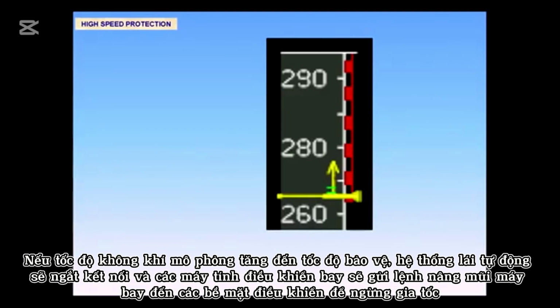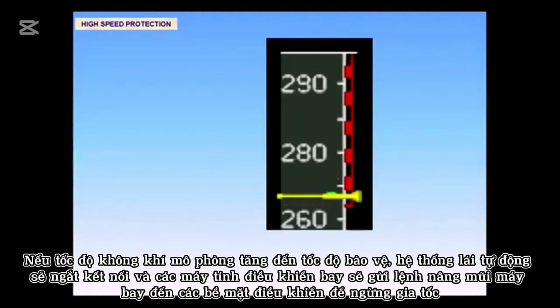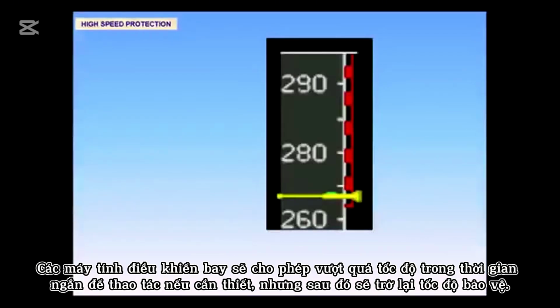If the airspeed or Mach increases to the protection speed, the autopilot will disengage and the flight control computer will send a pitch-up command to the control surfaces to prevent further acceleration. The flight control computers will permit momentary exceedance of this speed for maneuvering if necessary, but will then return to the protection speed.